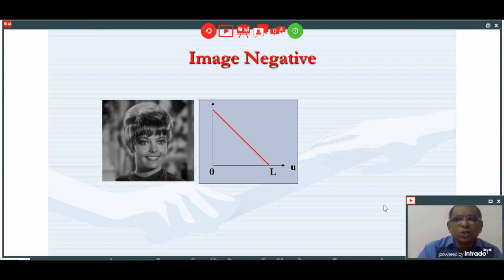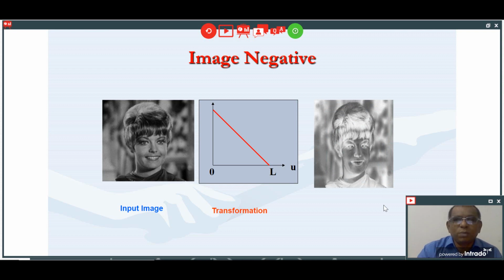If I pass an image to such a transformation, the output will be exactly like this. So this will be the output image. What we can observe is black turns out to be white and white turns out to be black. So this we call image negative.